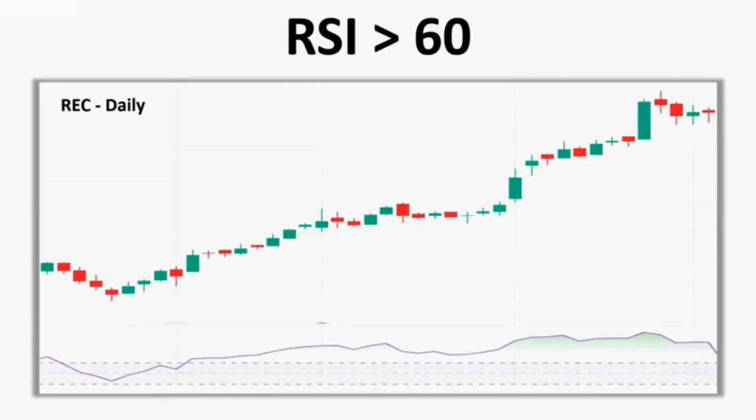And again, this is another example where the RSI is above 60, and at one point it has even crossed 80, which indicates that the price is strongly bullish. So here is where we must look for buying opportunities in the market rather than looking to sell the stock.